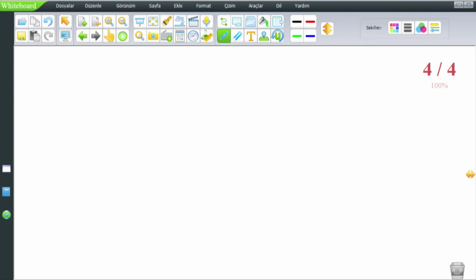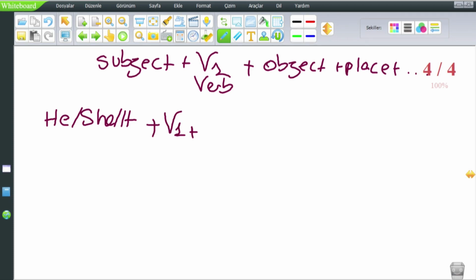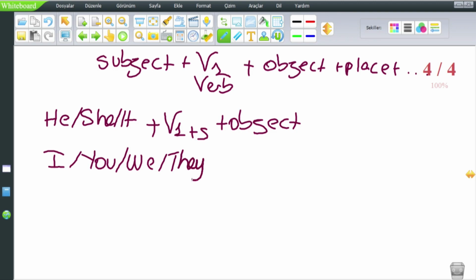Let's remind ourselves the grammatical structure of our sentence. We are starting with subject and then verb 1, which is bare infinitive form of our verb. And then object, place, time, etc. But one important key point that we should not forget is, with he, she, it subject pronouns, we use verb 1 and s. We add s at the end of our verb. And then again, object. But this only applies for he, she, it, not for I, you, we, they. When I, you, we, they is the subject of the sentence, we use bare form of verb and then object.